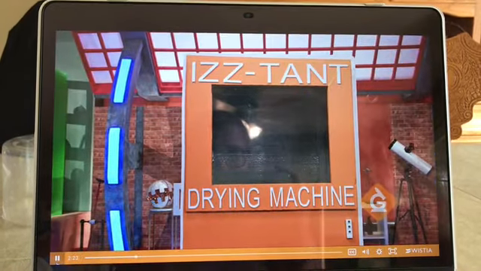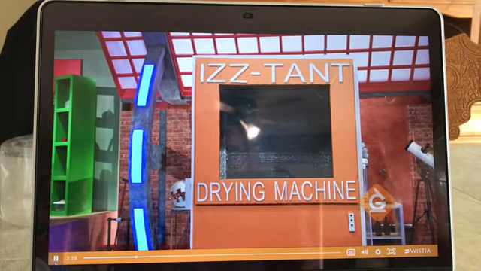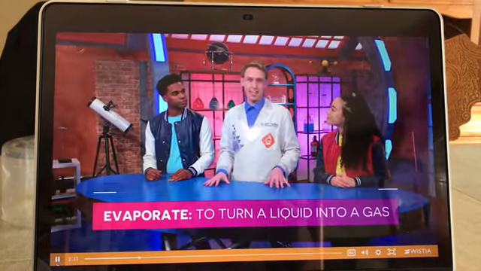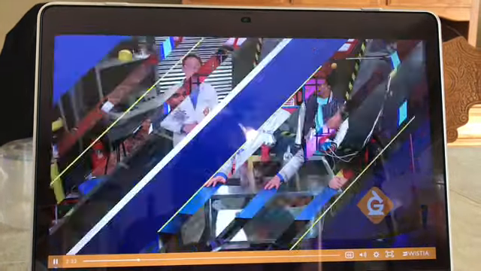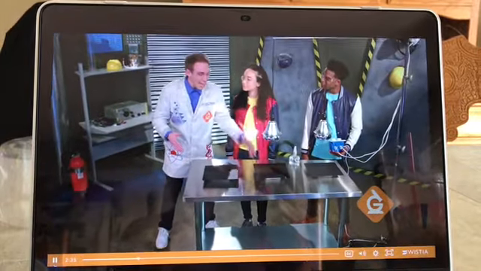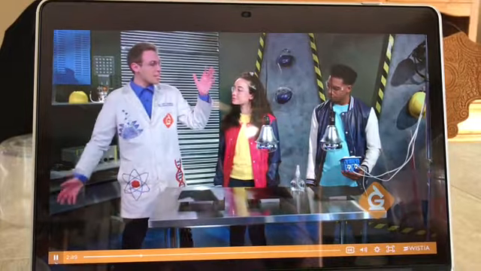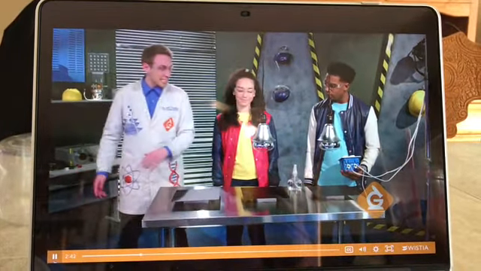Izzy's instant drying machine uses heat and moving air to evaporate water from your clothes. Evaporate means to turn a liquid into a gas. Let's look at how evaporation works. Here we have a set of 3 black metal sheets. They're going to help us understand evaporation. Zoe, can you spray the same amount of water onto each one, please?